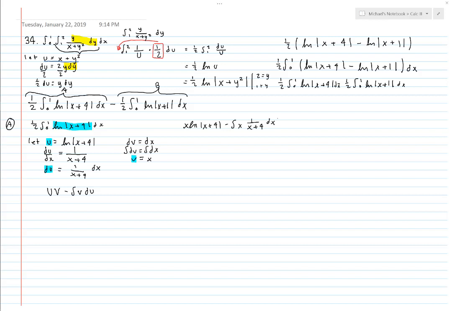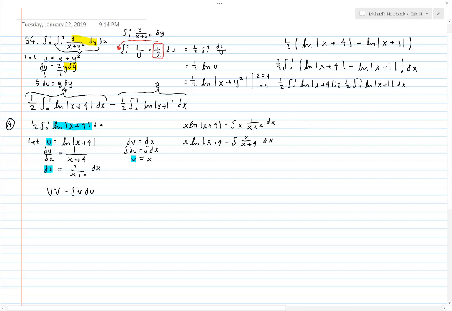Okay, so this can be rewritten as x ln of x plus 4 minus the integral of x over x plus 4 dx. To solve this part right here, the one where it says the integral of x over x plus 4, we have to use long division.